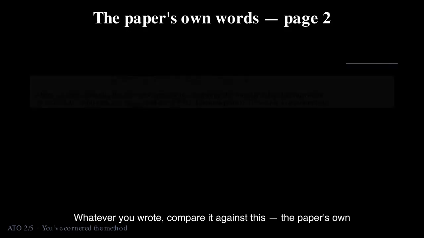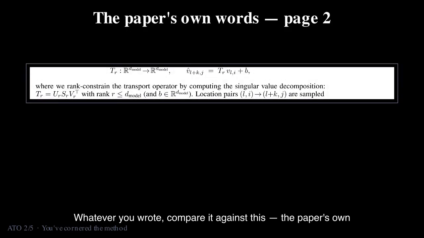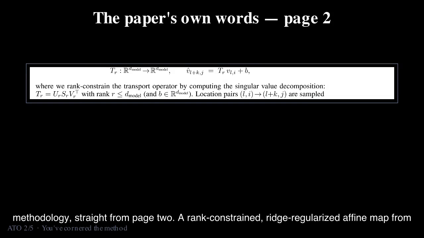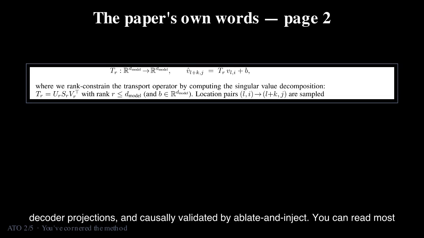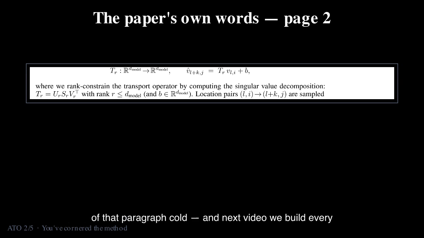Whatever you wrote, compare it against this, the paper's own methodology, straight from page 2. A rank-constrained, ridge-regularized affine map from upstream to downstream residuals, scored per feature through SAE decoder projections, and causally validated by ablate and inject. You can read most of that paragraph cold, and next video we build every piece of it with real formulas.